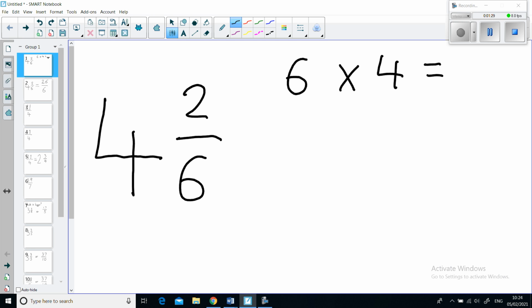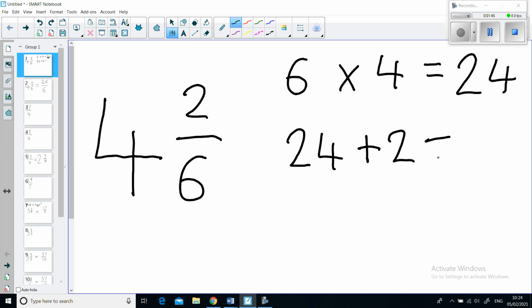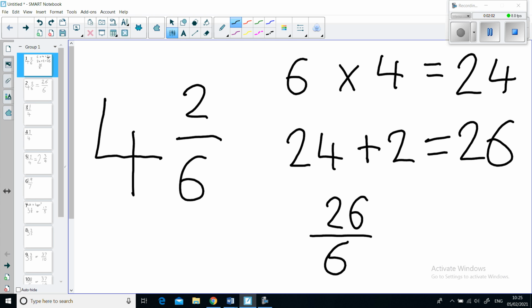And then obviously your answer is 24, if you didn't work that out. The next step is you add on your numerator to that answer. So our answer was 24, and then we add on our numerator, our number on the top, which is clearly 2, and that is 26. And then every single time, guys, we need to make sure we put it back as a fraction. Okay, we're converting a mixed number to an improper fraction. So we put it back as a fraction using that same denominator, which is 6. Okay, so that is our final answer. You've converted your mixed number to your improper fraction.